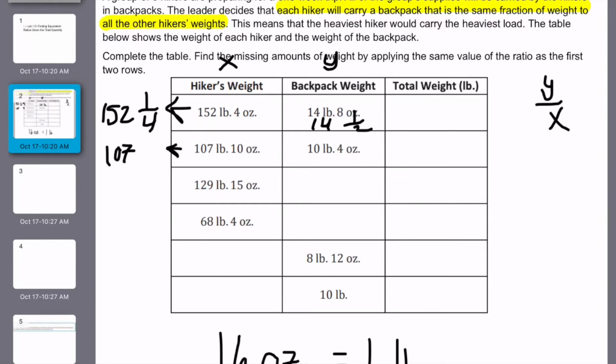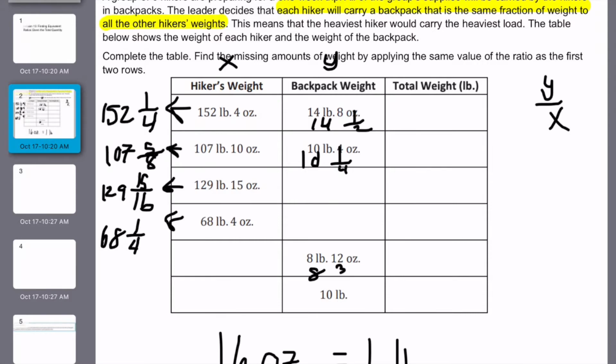10 divided by 16, when that gets reduced, goes down to 5/8. 10 and 4 ounces, 10 pounds and a fourth, or 10 and a fourth pounds. Sorry, difficulty this morning. This is going to be 129 and 15/16. And this is going to be 68 and 1/4 pounds. Let's go ahead and change these. This is going to be 12 divided by 16 comes out to be 3/4. And then we're just going to leave 10 pounds as it is.